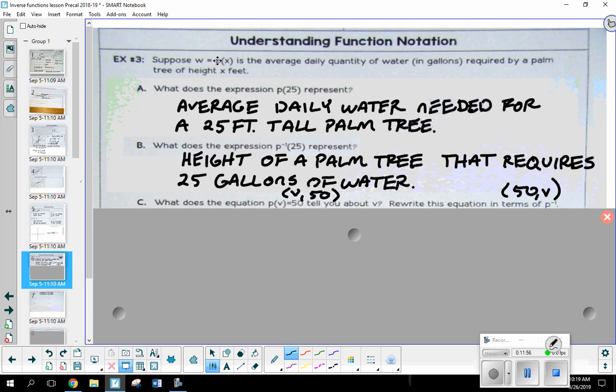C says, what does the equation P of V equals 50 tell you about V? So think about what I just said. We're dealing with the original function. You have to know what the input is, what it represents. And then he goes ahead and says, rewrite this equation in terms of P inverse. Now that one should be pretty straightforward. If I'm given the statement P of V equals 50, what would the inverse statement be? P inverse of 50 equals V.